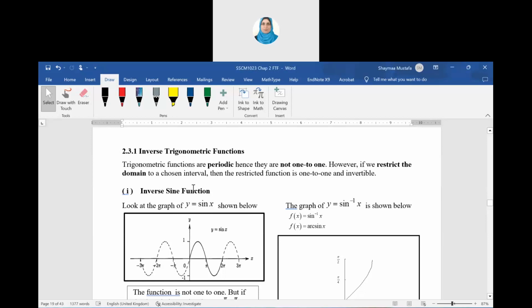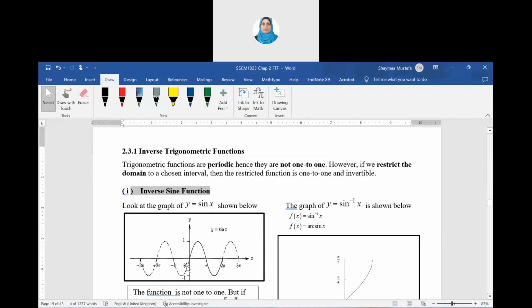But before learning the inverse of trigonometric functions, we need to remember that trigonometric functions are periodic functions, which means they are not one-to-one. If we look at the graph of sine, if I need to define the inverse sine function, the function here is not one-to-one. So we couldn't define the inverse on its domain because the function on its domain is not one-to-one.